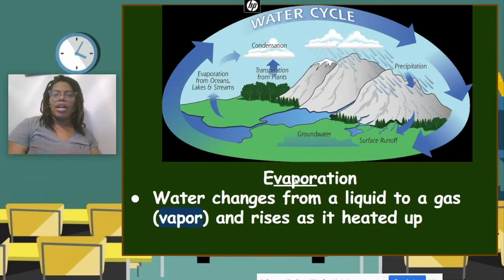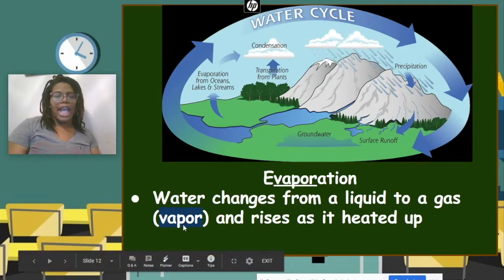Okay, so I'm going to just pick a place to start, and I'm starting with evaporation. If you look at that, it's when water changes from a liquid to a gas. And another word for a gas is a vapor. And when that happens, it's going to rise into the atmosphere. And this happens as water is heated up.